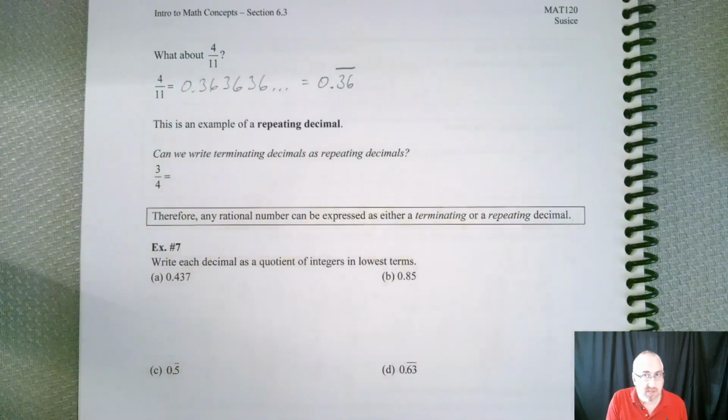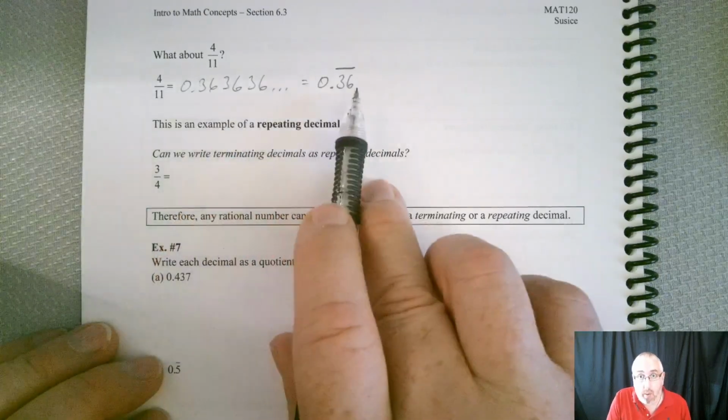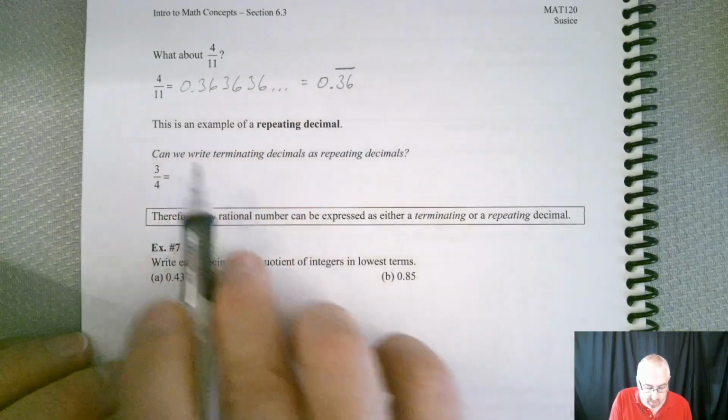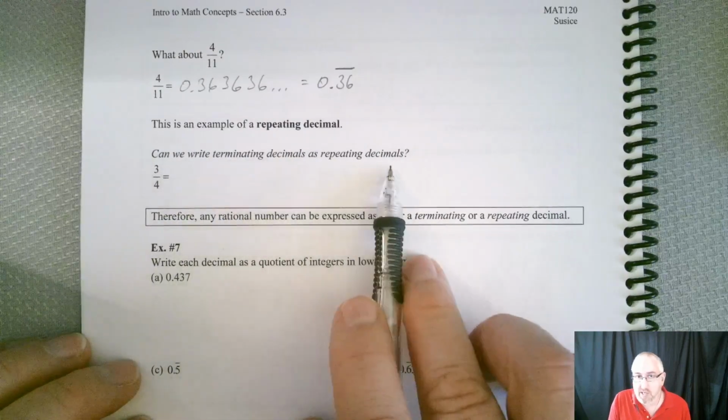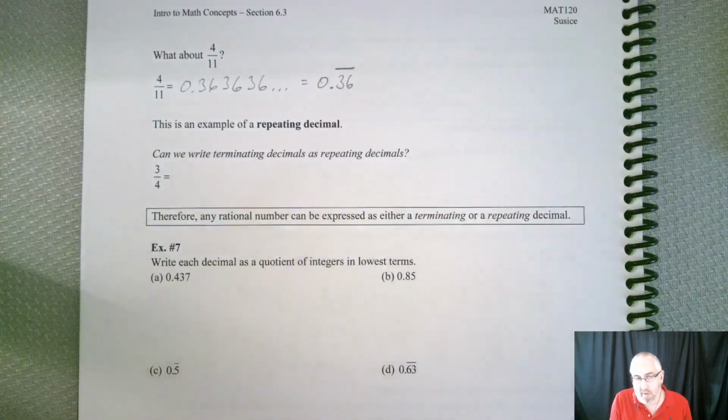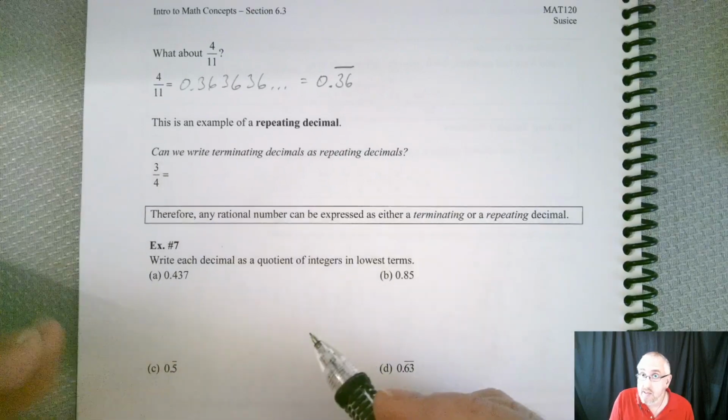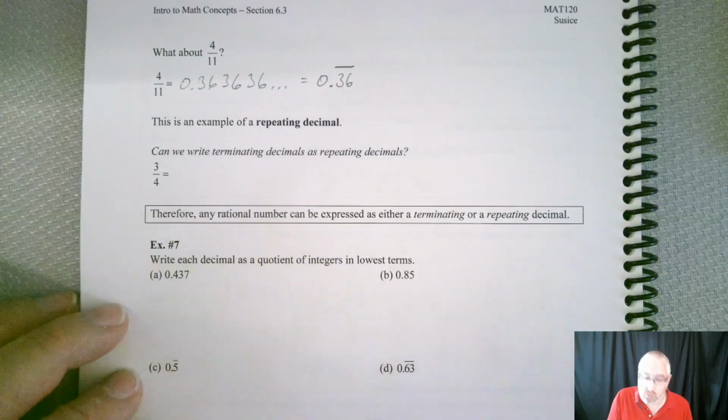So if it's not asking you to round it, then you should write the pattern either this way or this way. Now, can we write terminating decimals as repeating decimals? This is just a fun fact. The answer is yes. We can write terminating ones as repeating ones.